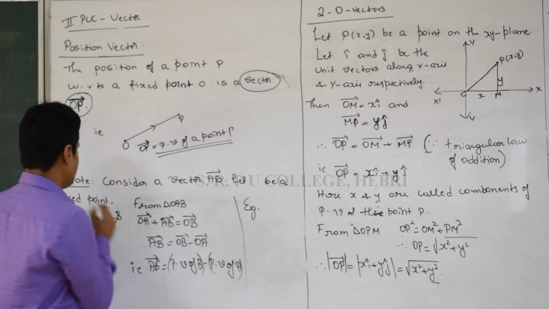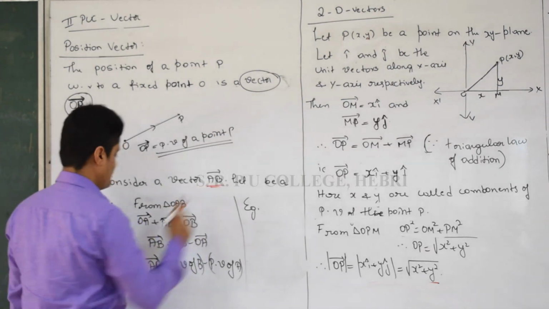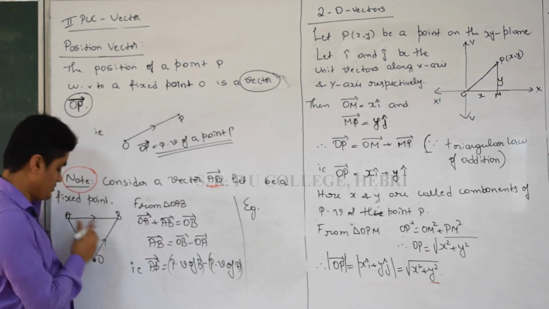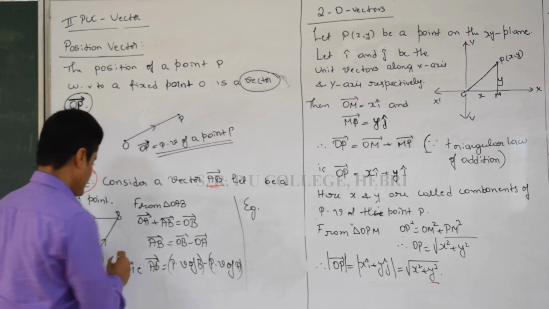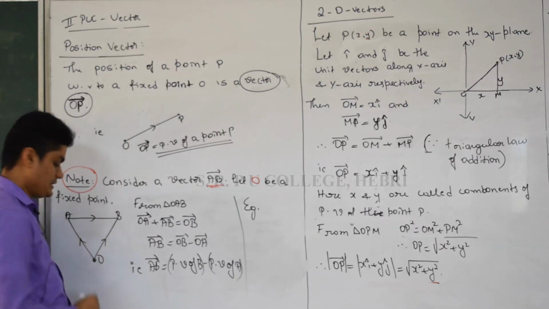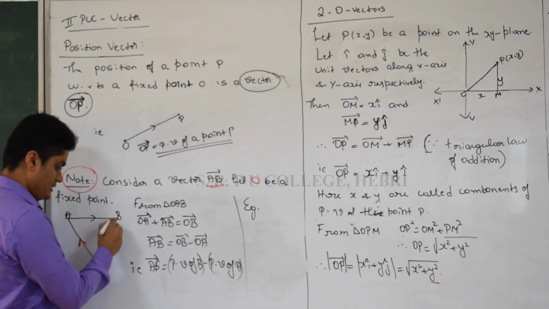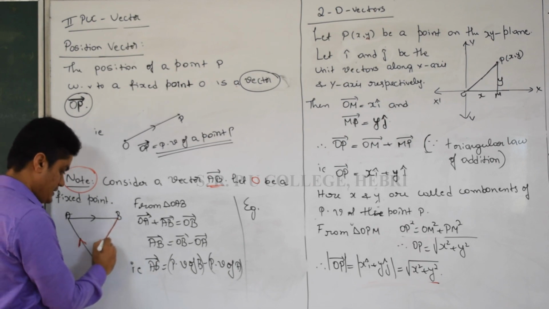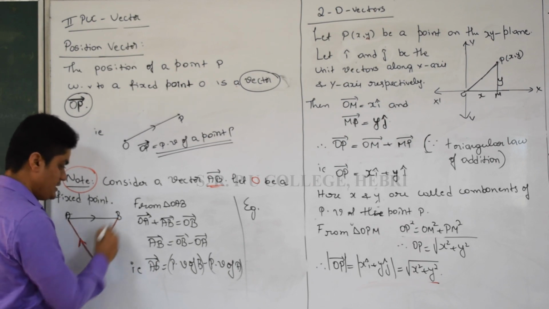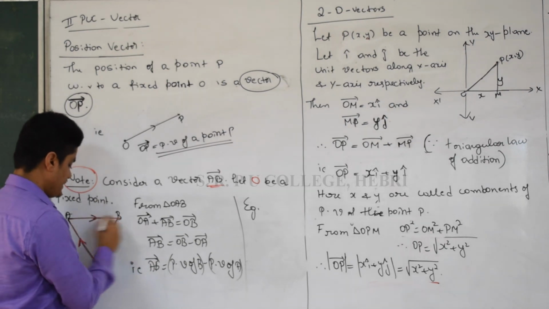Now I will give you one important note. Observe carefully. Consider a vector AB. Let O be the fixed point. Then what does this represent? This represents the position vector of the point A. This represents the position vector of the point B. Correct? Already I took the vector as AB.